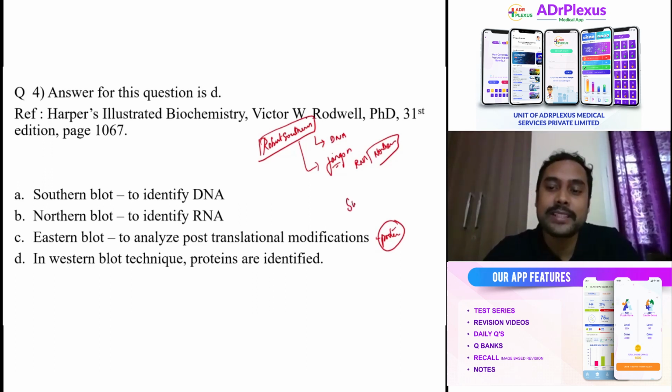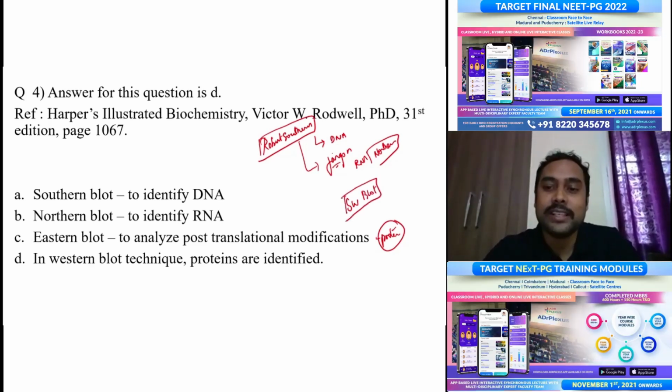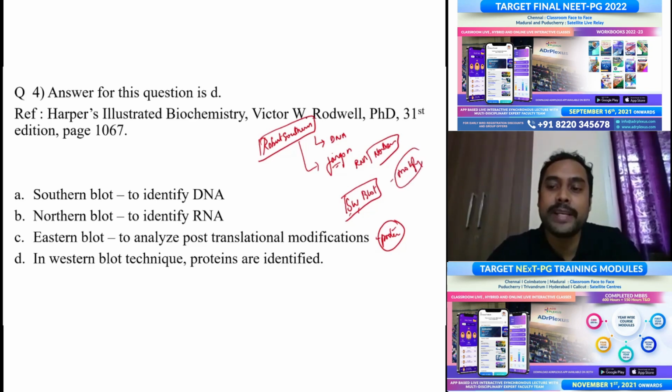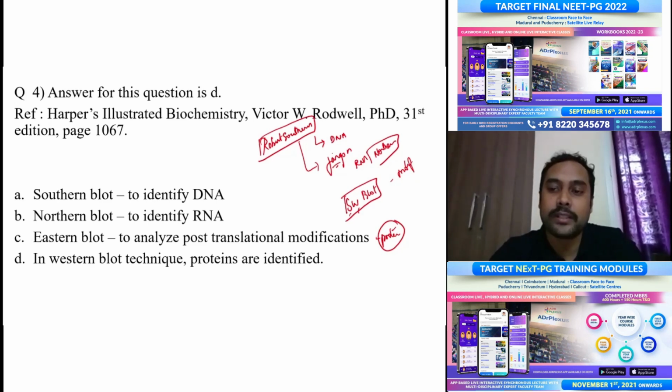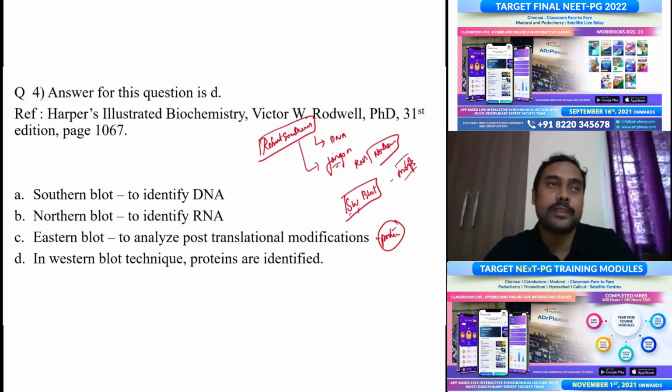Once in AIIMS, they asked one question: what is meant by Southwestern blot? They'll ask everything. Southern blot is for DNA, Western blot is for protein. So the Southwestern blot identifies the proteins which bind to the DNA, which are called motifs. There are the zinc finger motif, leucine zipper, and helix-loop-helix motifs. These are not the only three motifs; there are many motifs. These are the primary motifs. So this is all about blotting techniques.